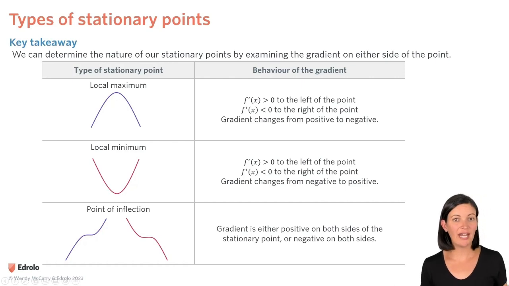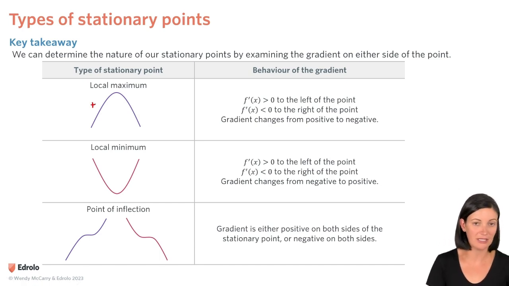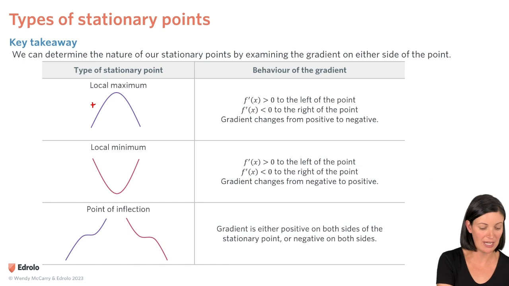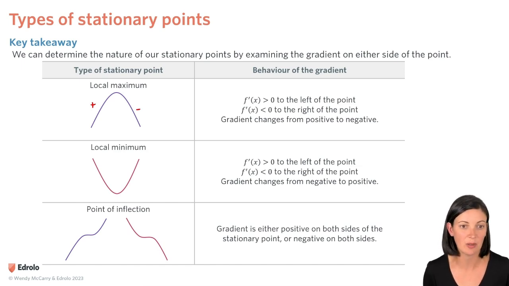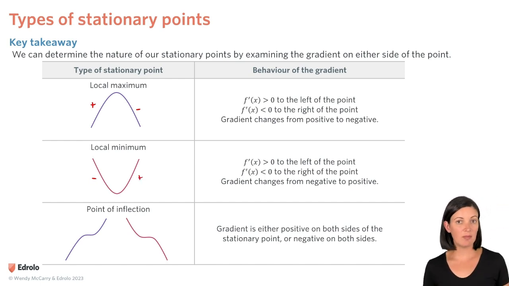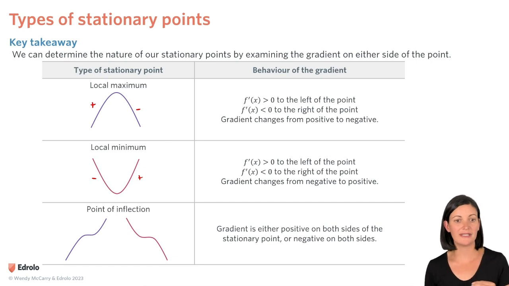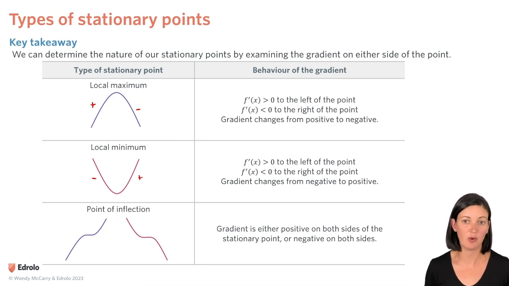So let's just take a look at a review of the types of stationary points that we have. We can either have a local maximum, which is where we have the gradient changing from positive on the left of the stationary point to negative on the right of the stationary point. We can have a local minimum, which goes from a negative gradient to a positive gradient. Or we can have a point of inflection where the gradient either stays positive on both sides of the stationary point or stays negative on both sides of the stationary point.